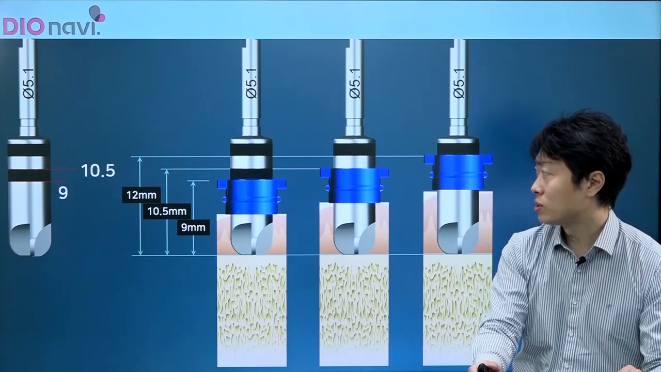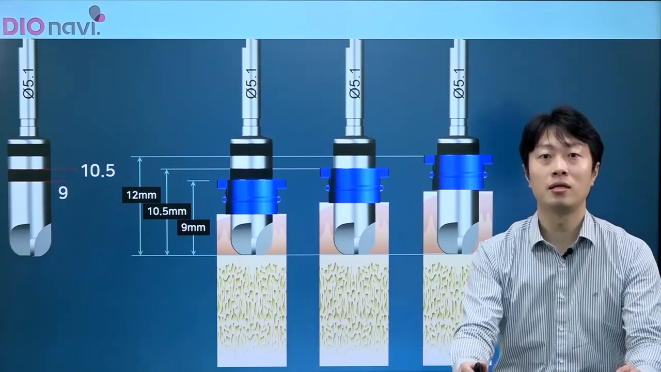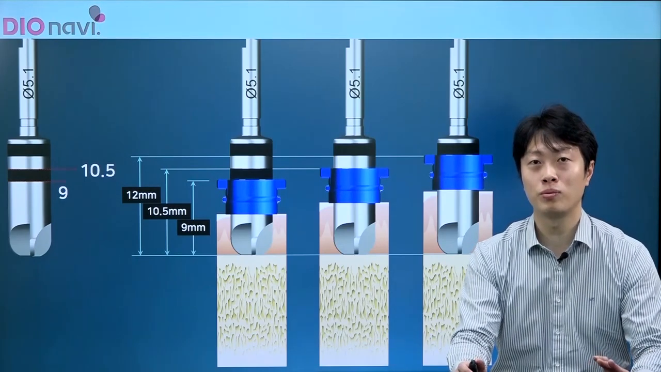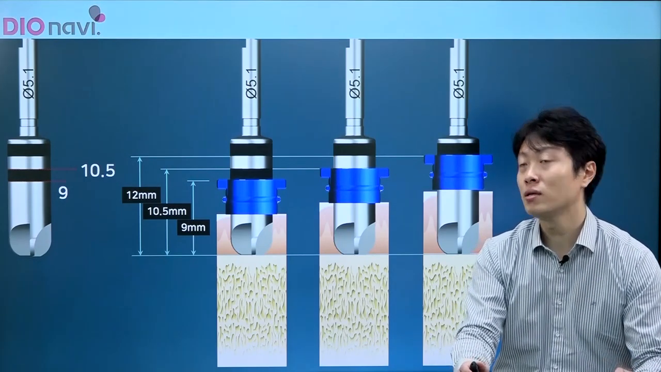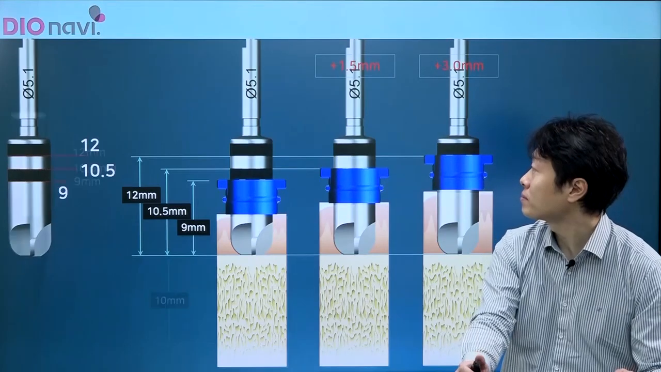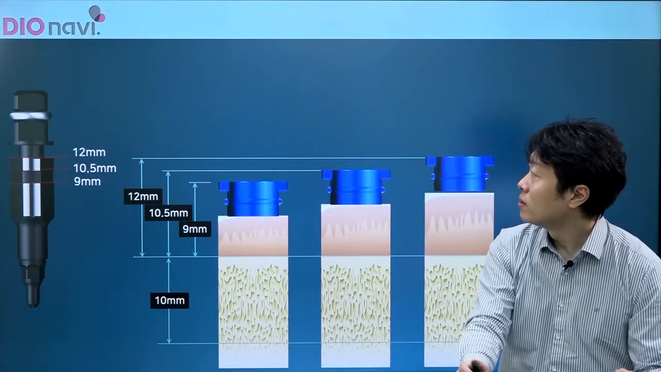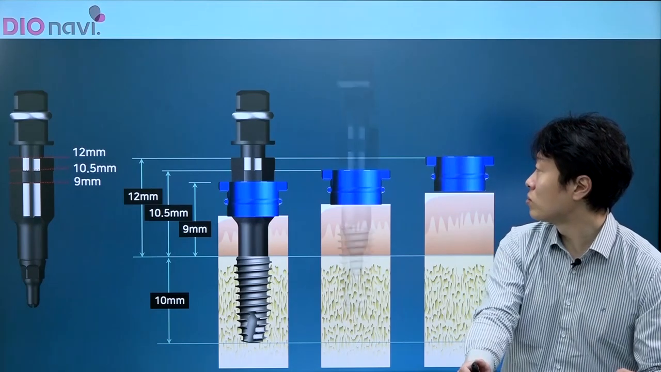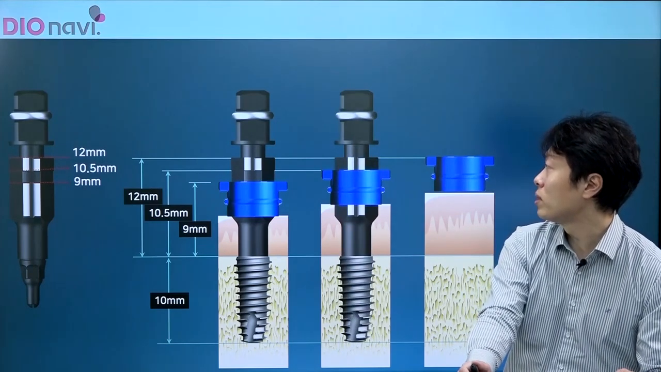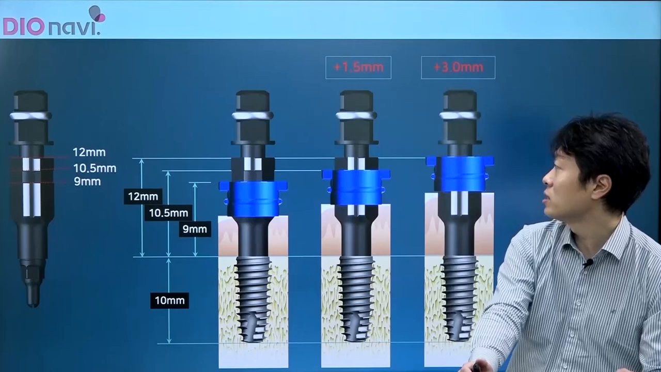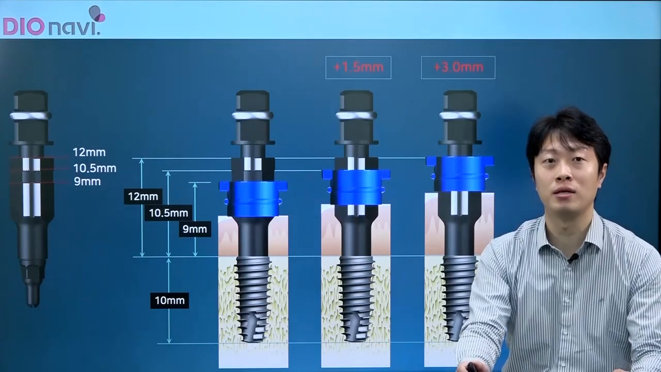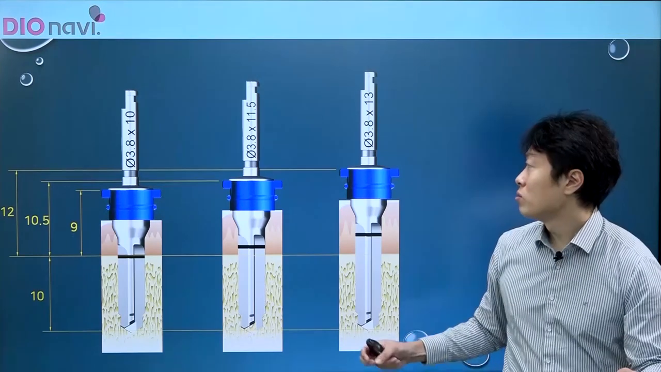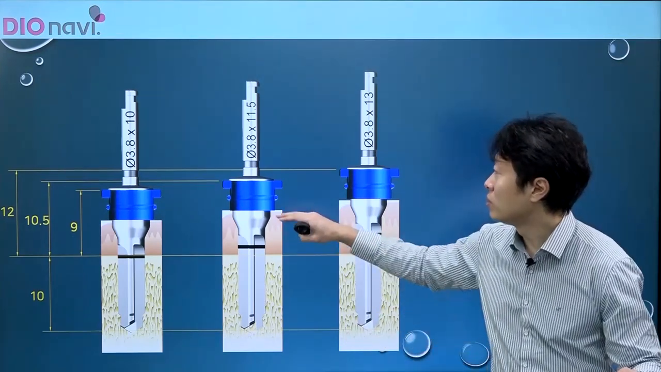You need to vary the drilling depth depending on the offset. Regarding this, I will discuss further later when we cover the drilling protocol. The same goes for the implant connector. The lowest line is the 9 mm. The line above it is marked as 10.5 mm and the line above it as 12 mm offset. There's no line marked on final drills.